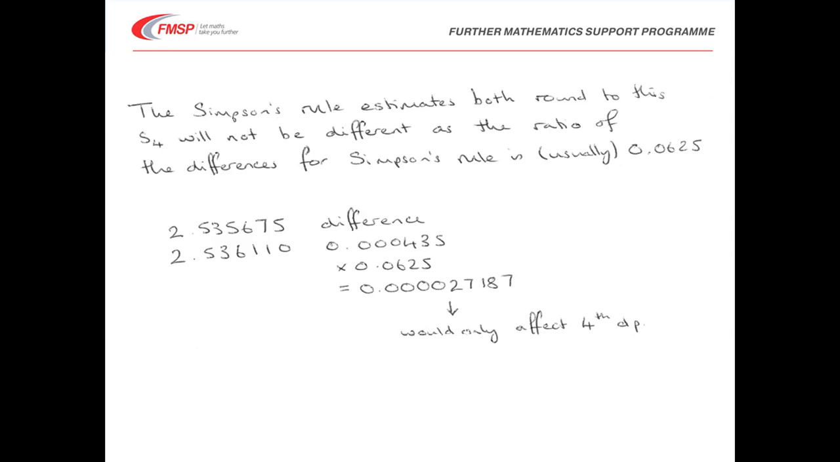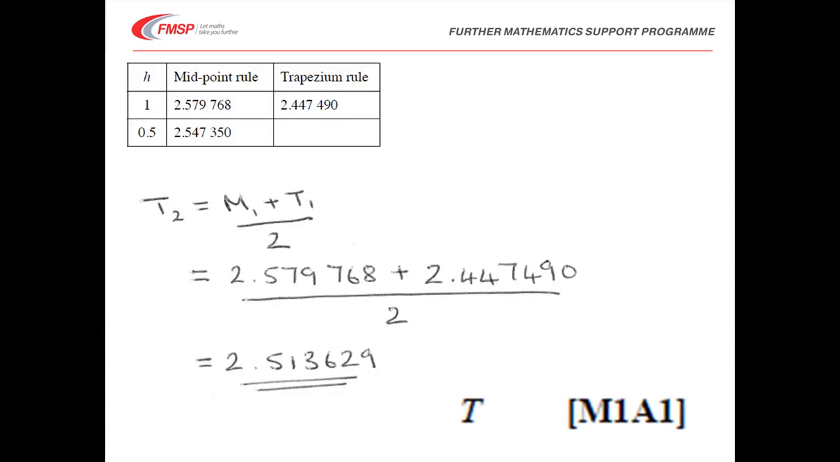So writing out an answer to 3 decimal places is going to be fine, because any further value is only going to have the 4th decimal place affected. So let's look at the mark scheme for that.